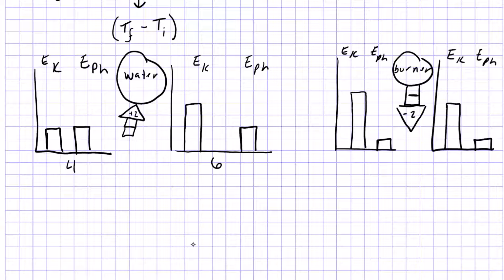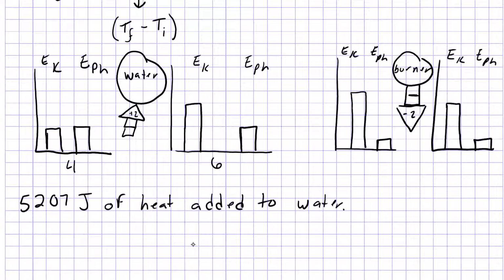And so now let's say that approximately 5,207 joules of heat energy was added to the water. And so now I want to know how many joules left the burner.